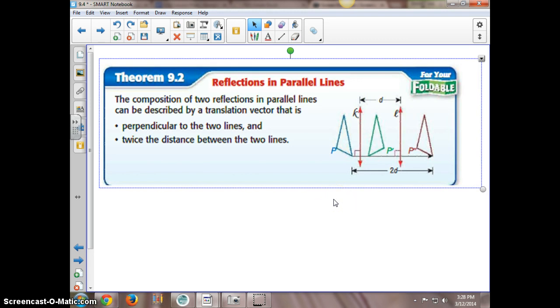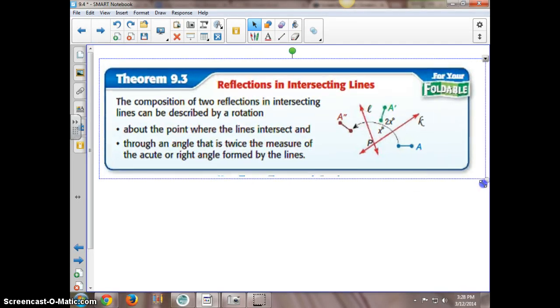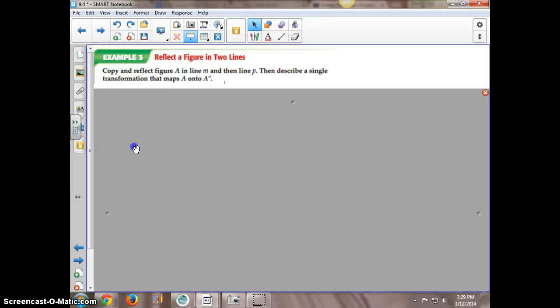The first one is the composition of two reflections in parallel lines can be described by a translation vector that is perpendicular to the two lines and twice the distance between the two lines. The second one is that the composition of two reflections in intersecting lines can be described as a rotation about the point where the lines intersect and through an angle that is twice the measure of the acute or right angle formed by the lines. So let's use that information in example 3.